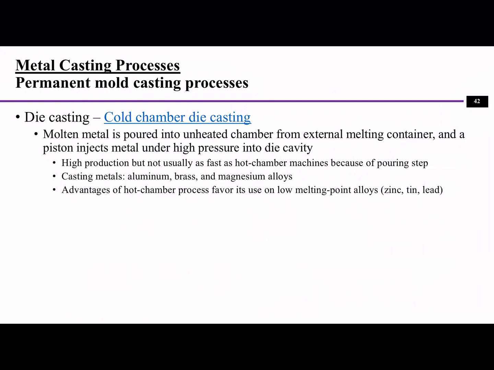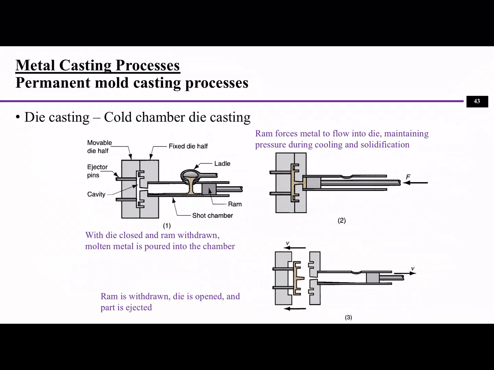Another process is cold chamber die casting. Now let's look at cold chamber die casting. Here, instead of having a chamber that is full of molten metal, in this process we have an empty chamber, and we use a ladle to pour the molten metal into the chamber, and use a ram to push the molten metal into the cavity. So this is the cold chamber die casting.